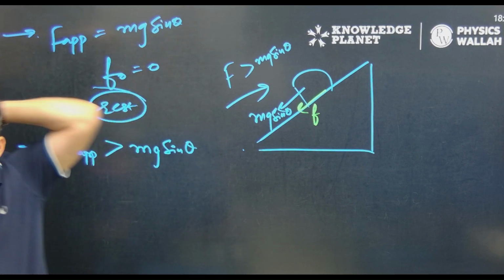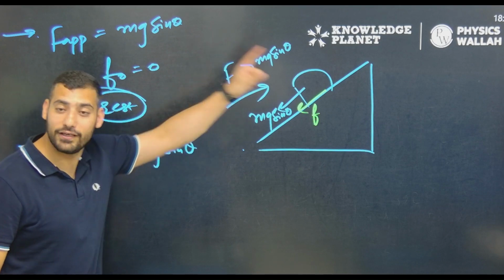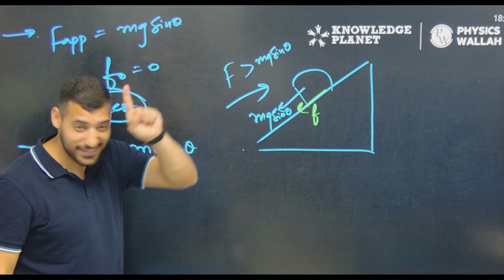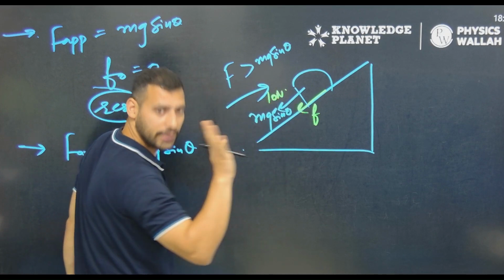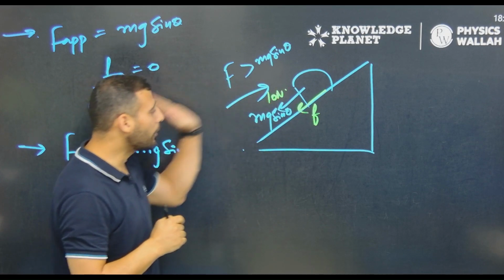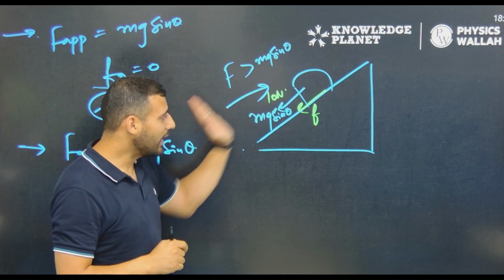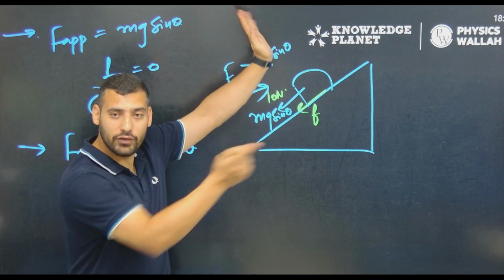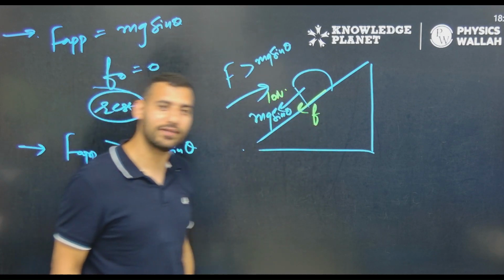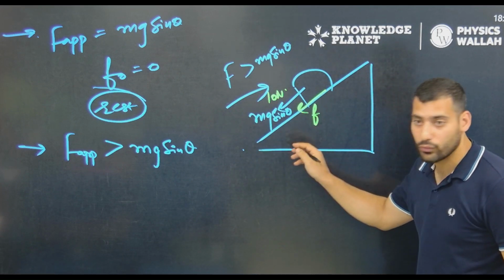Will the block go up? No, it will not. You keep on increasing F. Will it go up? No, it will not. Why? Understand. This was how much? 10 newtons. For example, you applied 11. Will it go up? No. Why? 11 will oppose 10, and the 1 newton will be opposed with friction. Friction will become self-adjusting. Understand? Friction 1 newton down. Right?